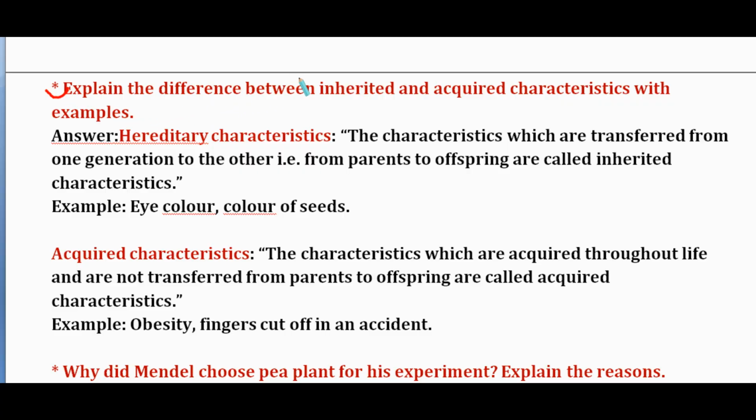Now the question, explain the difference between inherited and acquired characteristics with examples. Hereditary characteristics: the characteristics which are transferred from one generation to another, that is from parents to offspring, are called inherited characteristics, such as eye color, color of seeds. Acquired characteristics: the characteristics which are acquired throughout life and are not transferred from parents to offspring are called acquired characteristics, such as obesity, fingers cut off in an accident.